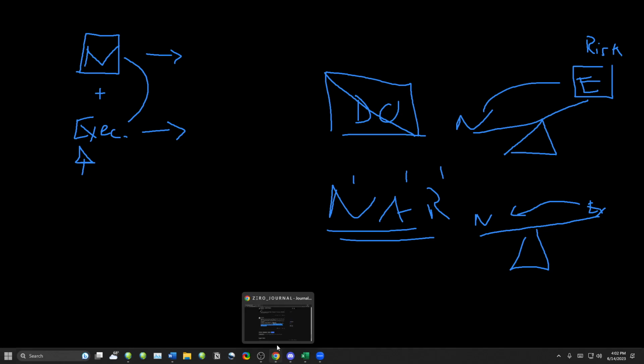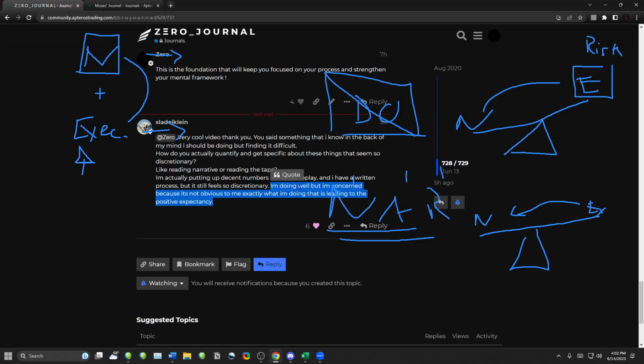But you hit the nail on the head whenever you said this. I'm doing well, but I'm concerned it's not obvious exactly what's doing well in your system. So my advice to you is start breaking down the parts of the system that you have. Is it narrative? What do you use to execute? And then break down each tool, if you can, to their specific variables. And then you can track the combination of the variables and which variables give you the best expectancy.